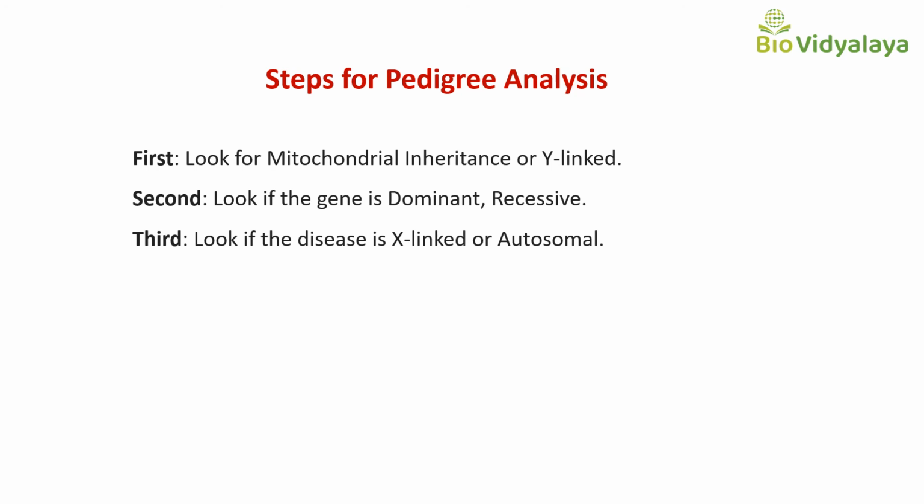Second step is to look if the gene is dominant or recessive. And the third step is look if the disease is X-linked or autosomal. So these are the three steps for pedigree analysis. First, look for mitochondrial inheritance or Y-linked. Second, look if the gene is dominant or recessive. Third, look if the disease is X-linked or autosomal.